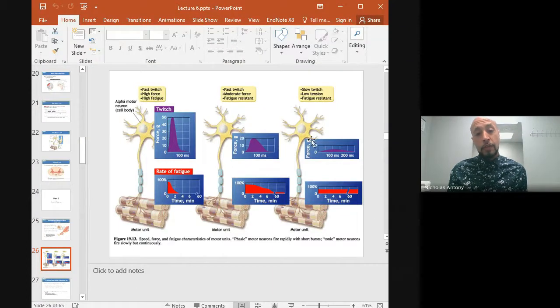Whereas on the other end of the spectrum, this is a slow twitch fiber. Per twitch, it generates less than 10 grams of force. See, it's a lot weaker, but it can last for a lot longer. This is like up to 60 minutes.